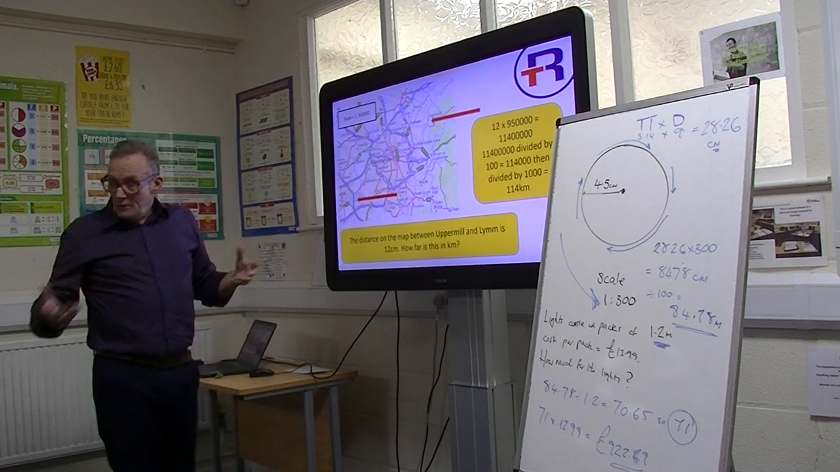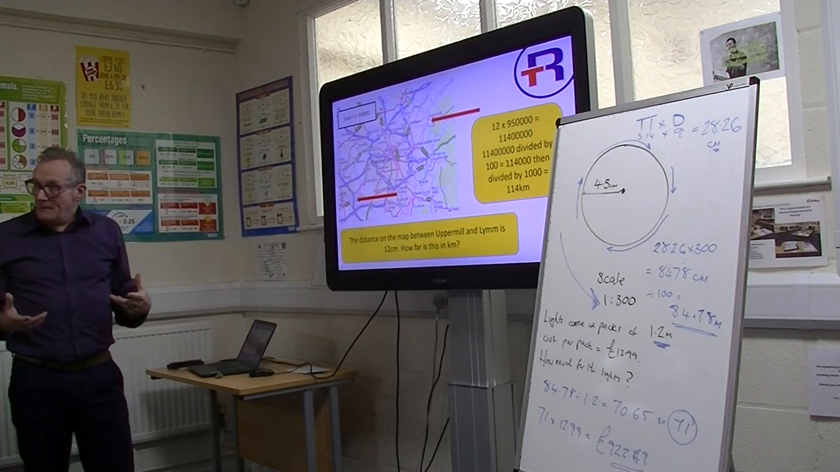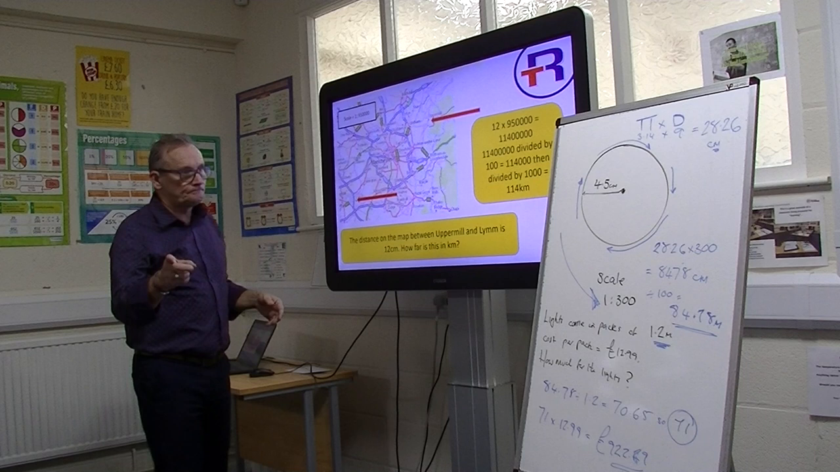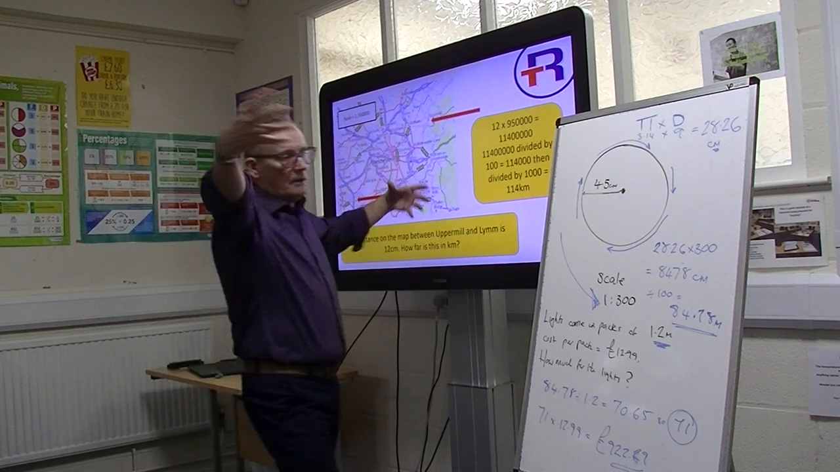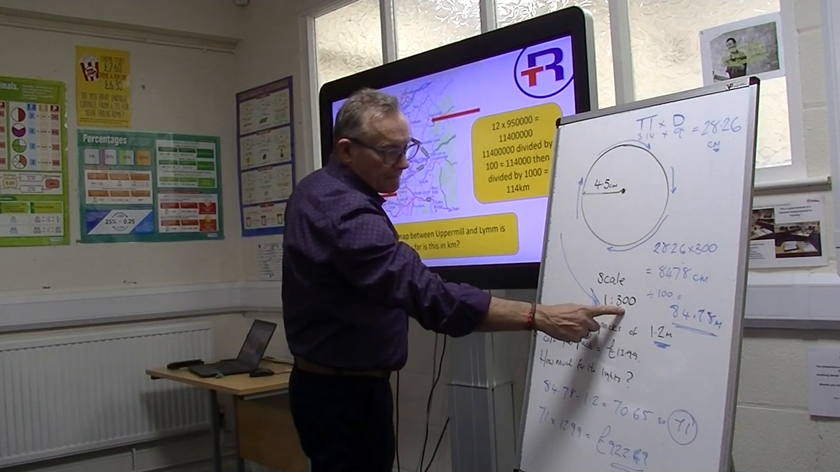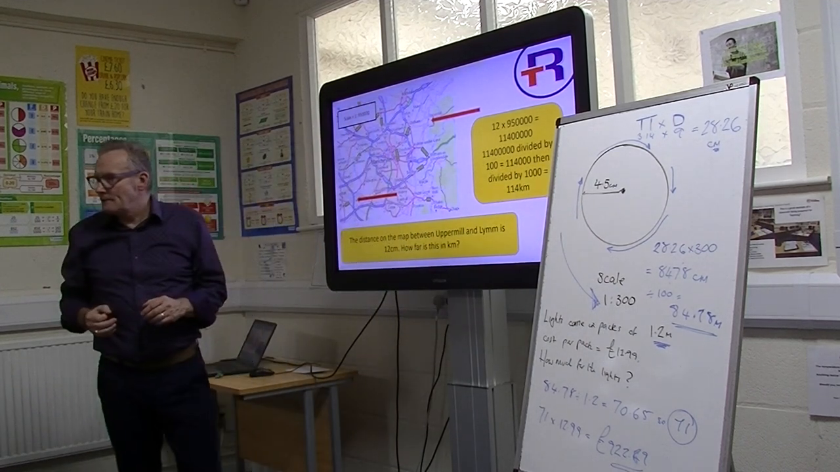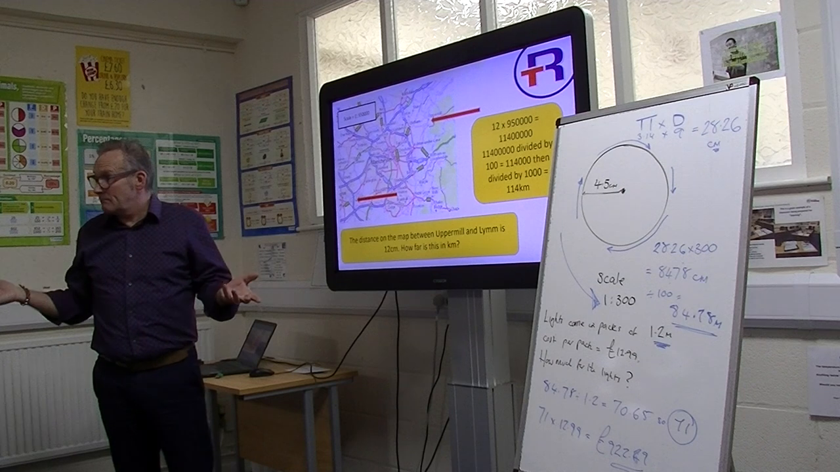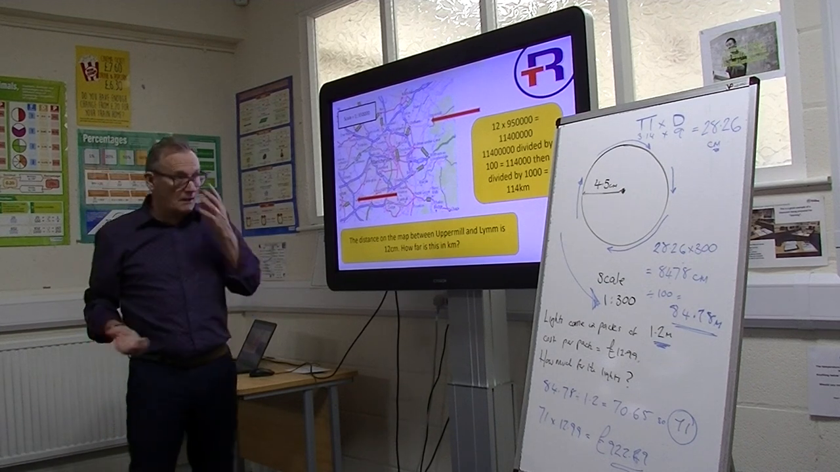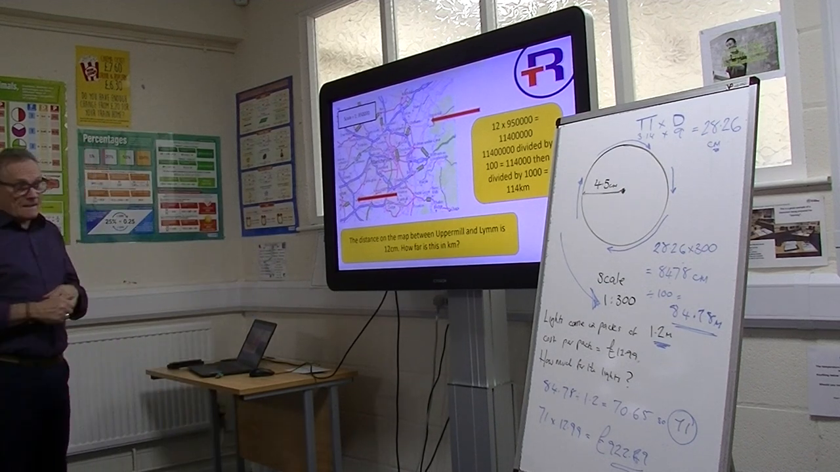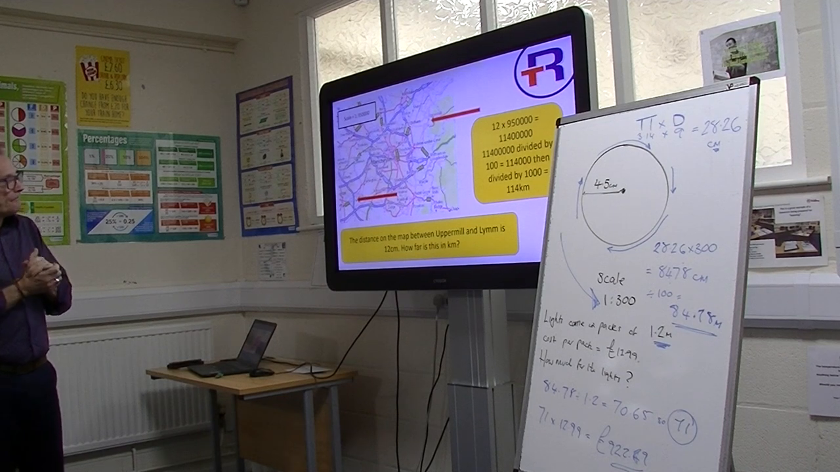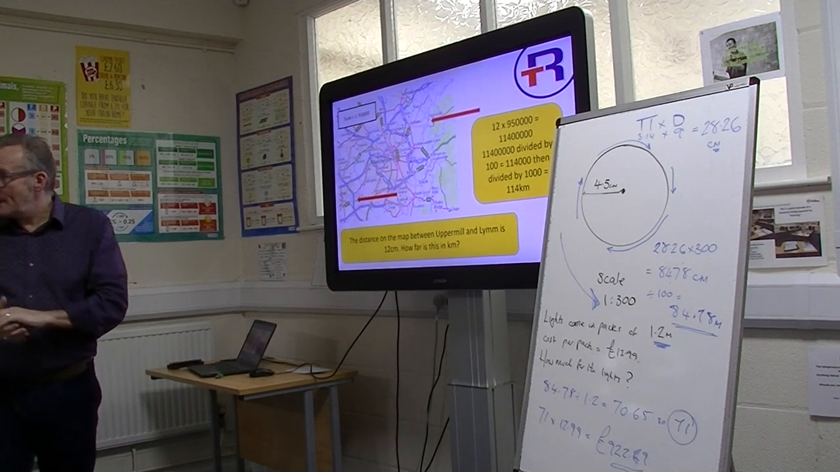But that's how they're going to use the scale. All you've got to remember is, if you're making something bigger, you multiply. If you're making something smaller, you divide. And that's common sense, isn't it? So that's scale. Okay with that?